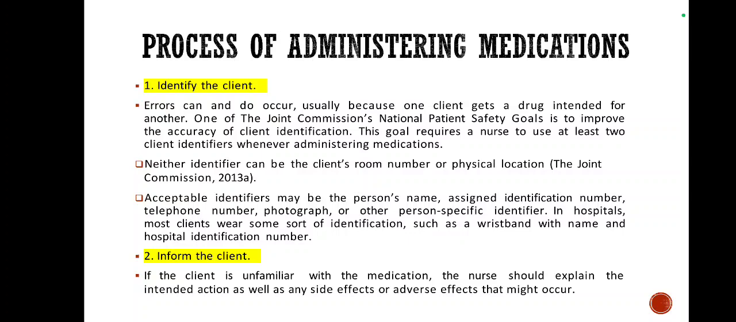Okay, so errors can and do occur, usually because one client gets a drug intended for another. One of the Joint Commission National Patient Safety Goals is to improve the accuracy of client identification. This goal requires a nurse to use at least two client identifiers whenever administering medications. Neither identifier can be the client's room number or physical location, so those are not included. Patients can be transferred to a different room or physical location, so you have to avoid that.